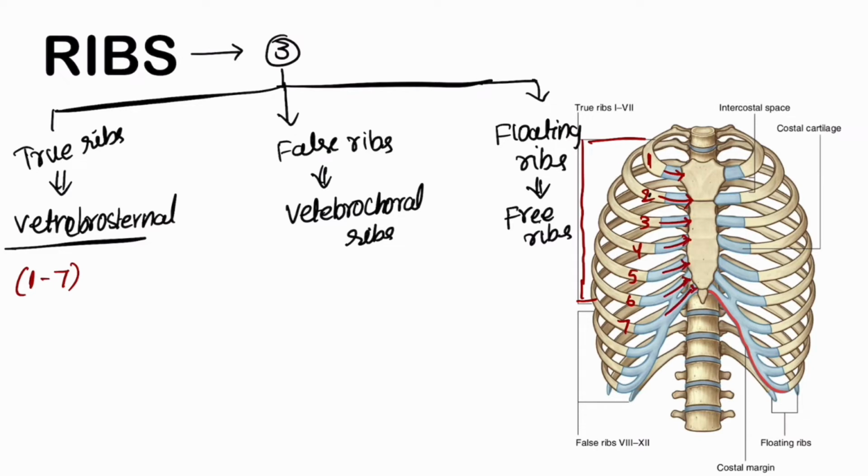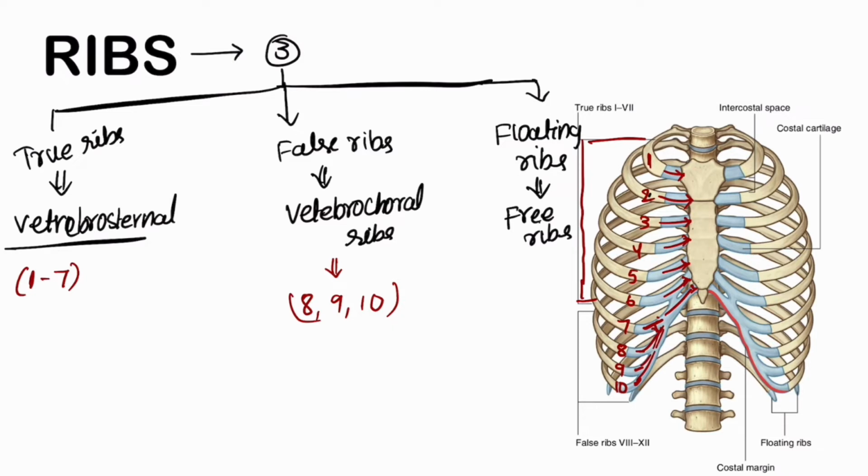False ribs are 8, 9 and 10. Now let us see them in the diagram. These are the 8th rib, 9th rib and 10th rib. These 3 ribs are known as the false ribs. They are called false ribs because they do not directly attach to the sternum. The costal cartilages of these 8th, 9th and 10th ribs, this is the costal cartilage here, fuse with the costal cartilage of the 7th rib. Through this 7th rib, they attach to the sternum. So these are known as the false ribs.